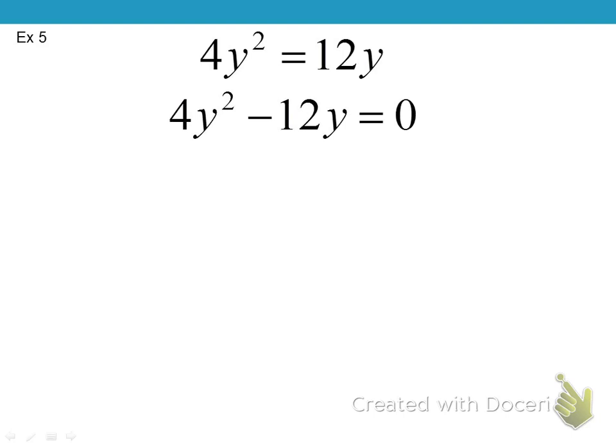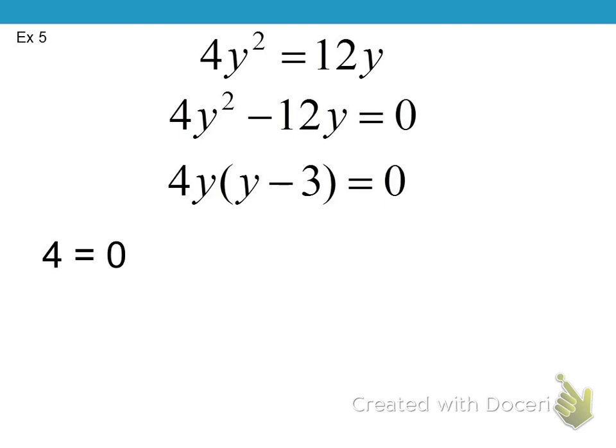Can you factor out of 4y? Yeah, I can factor out of 4y. So 4y is up front. When I divide 4y squared by 4y, I just have the y left over. Keep the minus sign. 12y divided by 4y is just 3. Now I can make each of those equal to 0. So 4y equals 0.